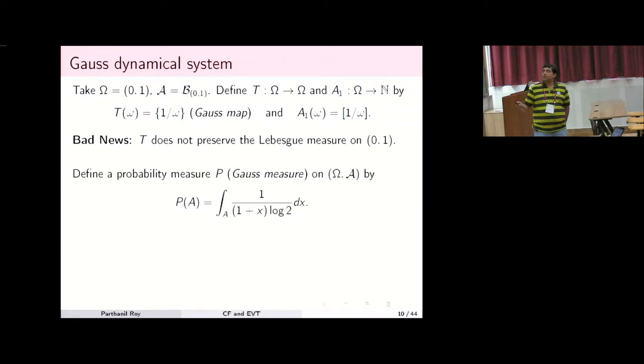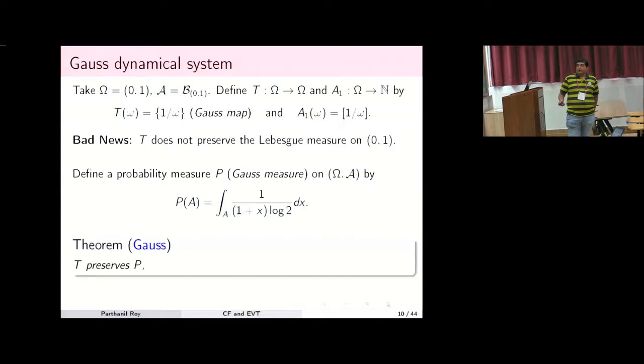You define a probability measure. This is called Gauss measure. I didn't even know that this is called Gauss measure. It's not Gaussian measure, Gauss measure, on this same measurable space by just taking this as the Radon-Nikodym derivative with respect to the Lebesgue measure. Okay? So this log 2 is just to make it a probability measure. Otherwise, it won't be a probability measure.